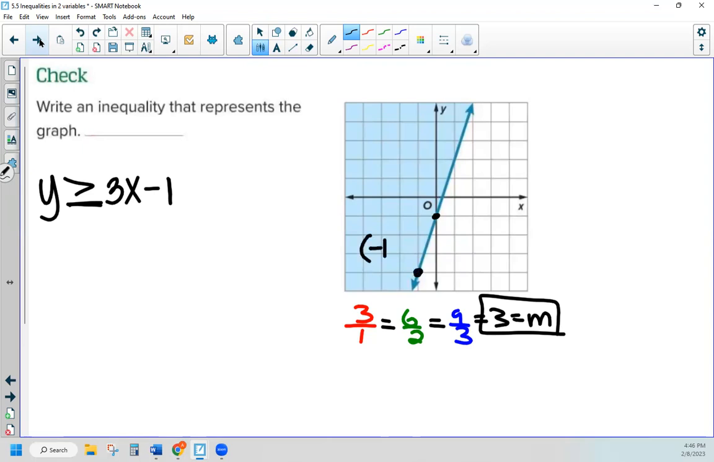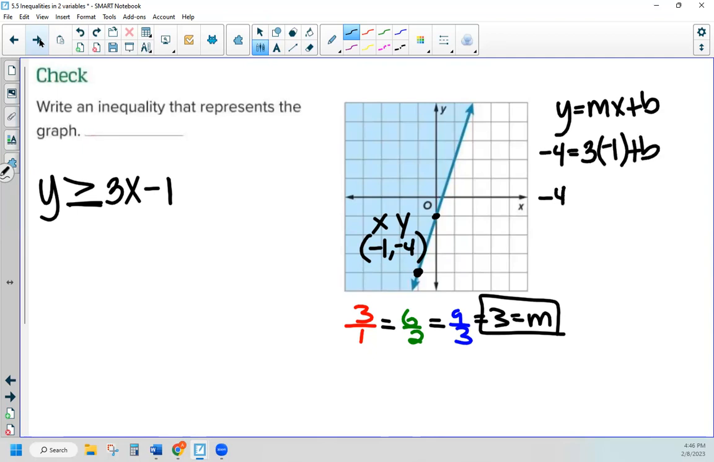Actually, sorry, I'm going to choose 1 point. (-1, -4). I am going to use this x and y and plug it into my slope-intercept form, y = mx + b. So the y value of that point is -4. The slope of that line is 3. The x value is -1. And b, or the y-intercept, is what I'm trying to find. Now that's going to be -4.